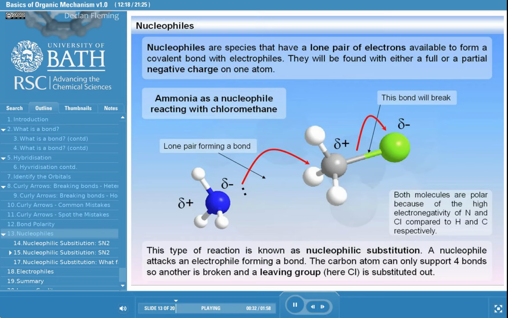This bond will be further polarized by the approaching ammonia, so the polarity is not that relevant, as I'll mention later. As the new bond is formed, the carbon-chlorine bond will break at the same time. The chlorine atom is substituted out, so the process is known as nucleophilic substitution. The chlorine atom here is acting as a leaving group, and although this may not have been mentioned at A-level, how good your leaving group is really what infers nucleophilicity on our electrophile, not the partial positive charge.